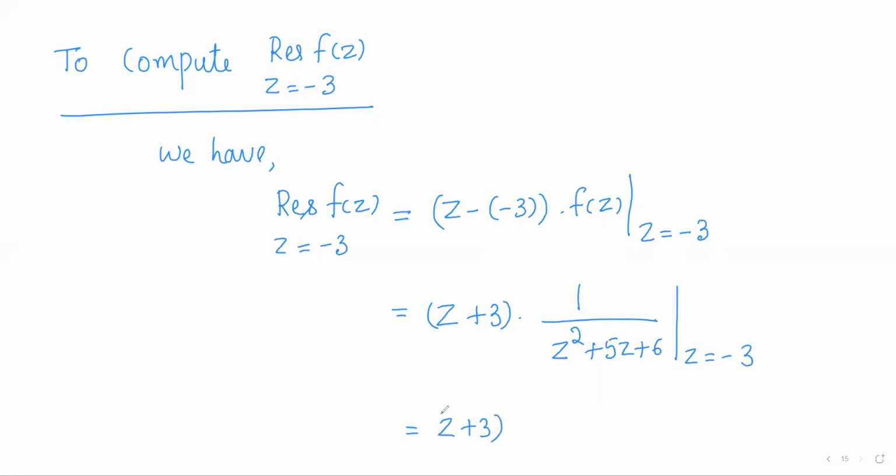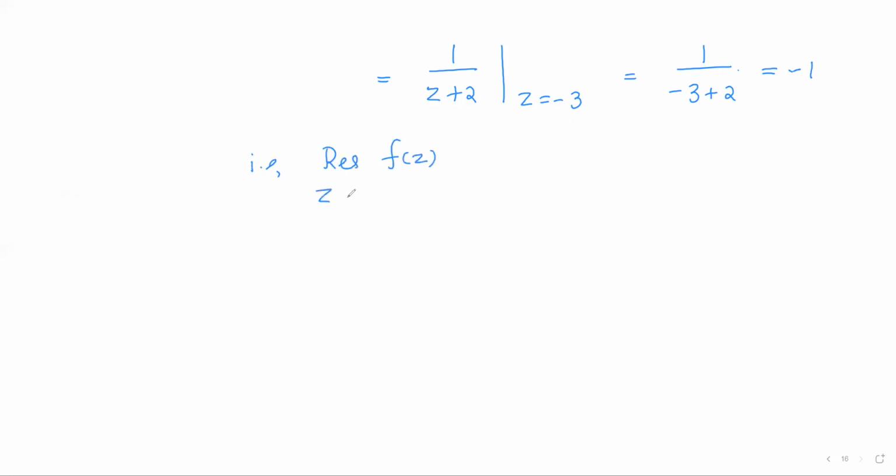So z square plus 5z plus 6 can be factorized as z plus 2 into z plus 3 at z is equal to minus 3. So the z plus 3 factor gets cancelled, and we are remained with 1 by z plus 2 at z is equal to minus 3. So just put z is equal to minus 3 and you will get the residue to be minus 1. So that is, the residue of the function f of z at z is equal to minus 3 is minus 1, which completes the third problem.